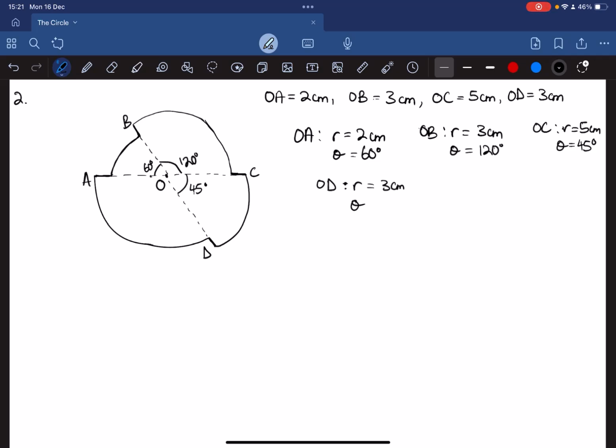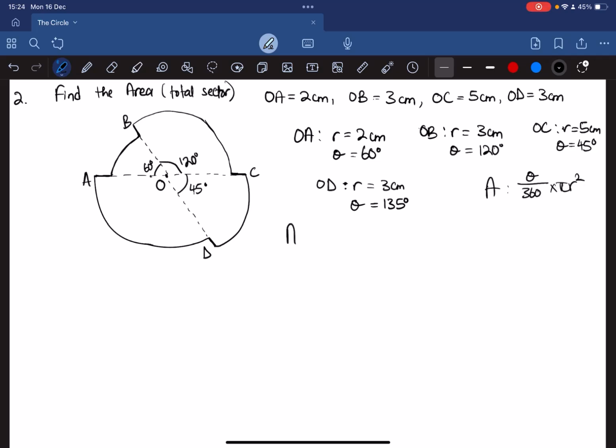And then for theta, we have 60, 120, and 45, and we don't have an angle here, which is what we want to find. The angles right here add up to 360. So for us to get the angle, we're going to say 360 minus (60 plus 120 plus 45), and we get our theta as 135 degrees. By the way, I forgot to write what we're finding. We're finding the area, and this area is the total sector area.